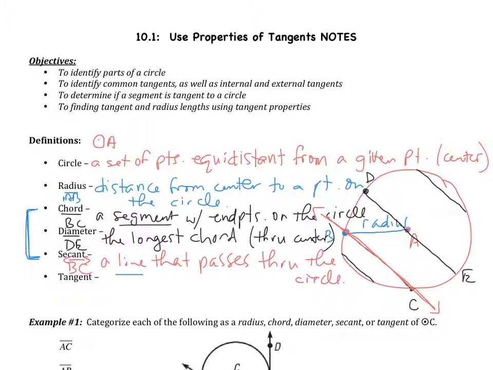All right? And then lastly, we have a tangent. I'll have it touch at C. It's going to touch the circle at C and then just keep going. And if I were to put another point on this line, I'll make it F. So if we have FC, all right, FC is our tangent. It is a line that touches the circle.